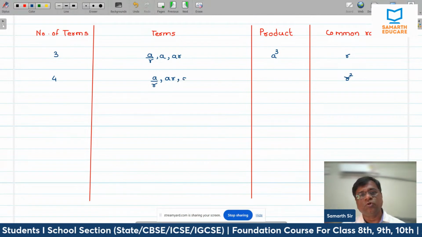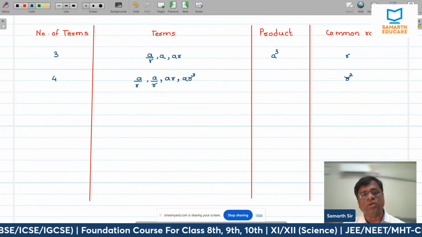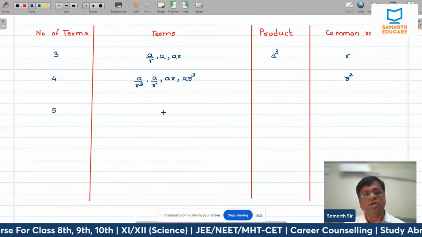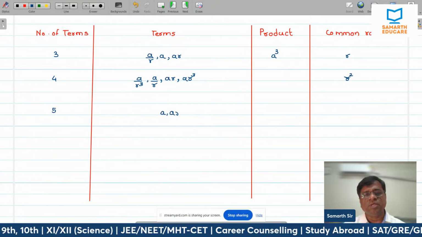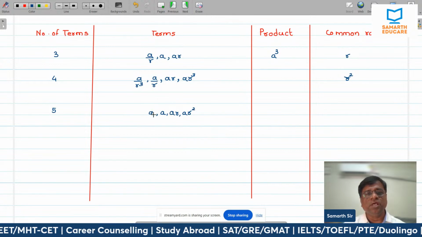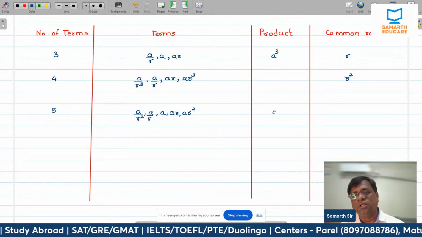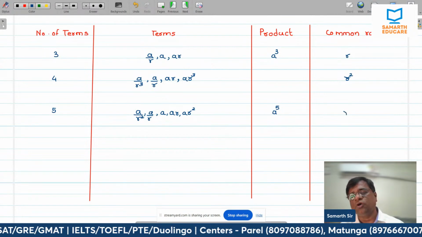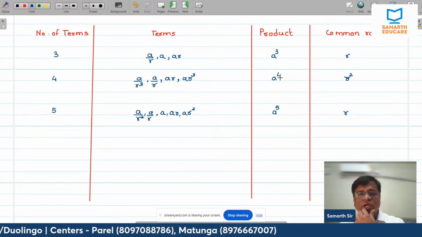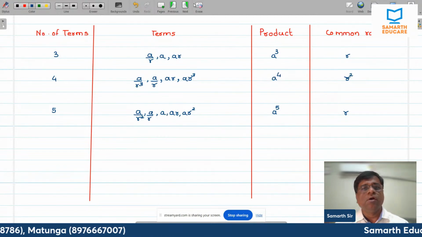Hence, the next term would be ar cube, and the previous term would be a upon r cube. Similarly, if we have 5 terms, the middle term will be a, the next term will be ar, and the next term will be ar square. The previous term will be a upon r, and the previous term will be a upon r square. Here the product is a raised to 5 and the common ratio is r. Here the product is a raised to 4 and the common ratio is r square. This is how it works, right?